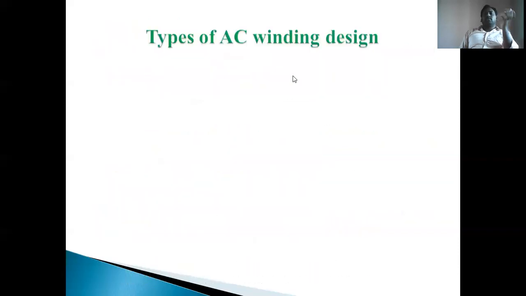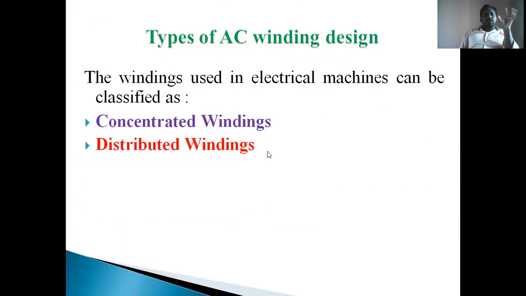And types of AC winding design. These are very much essential. This is the basic concept for electrical machines. Generally, for any type of electrical machine, not only AC windings, 2 types of windings are there. What are those? Concentrated windings and distributed windings.